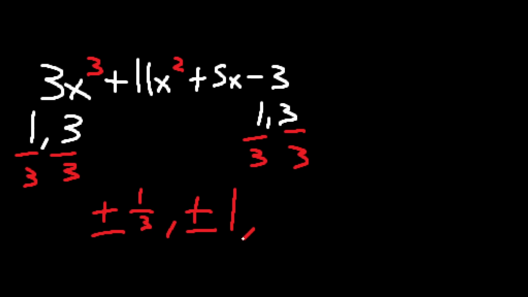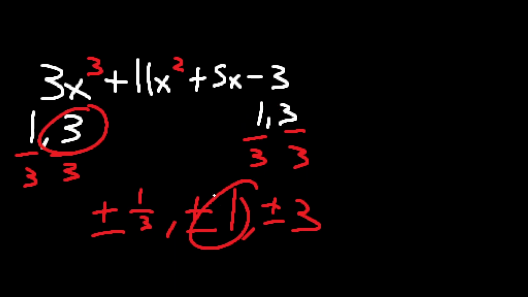Okay, I think so. Plus or minus 3 could also be a root, because you do 1 divided by 1, which is just 1, and 1 divided by 3, which is the 1 over 3 we have down here, and then 3 divided by 1, which is 3, and 3 divided by 3, which is 1, which we already have, so that doesn't really matter. So these are potential roots.